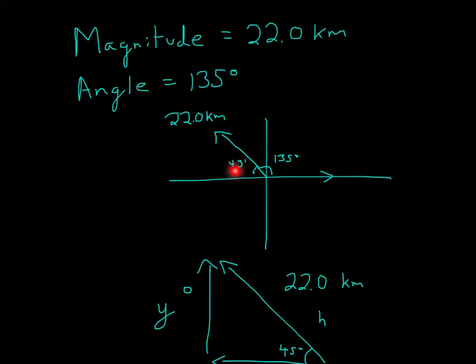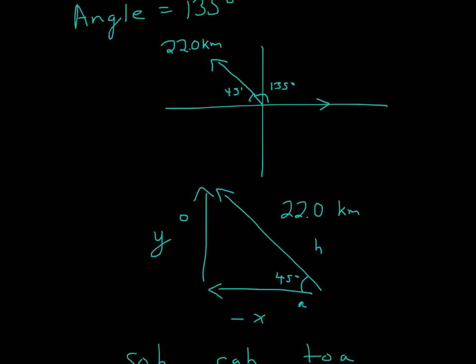So how did I get 45 degrees? Well, this entire angle from one side to another is 180 degrees, because a circle is 360, so half of a circle is 180. So I did 180 minus 135 to get 45 degrees. Now I make this triangle, and how did I get this side? All I did was pull the y component from here and push it over here. So this side will be y.